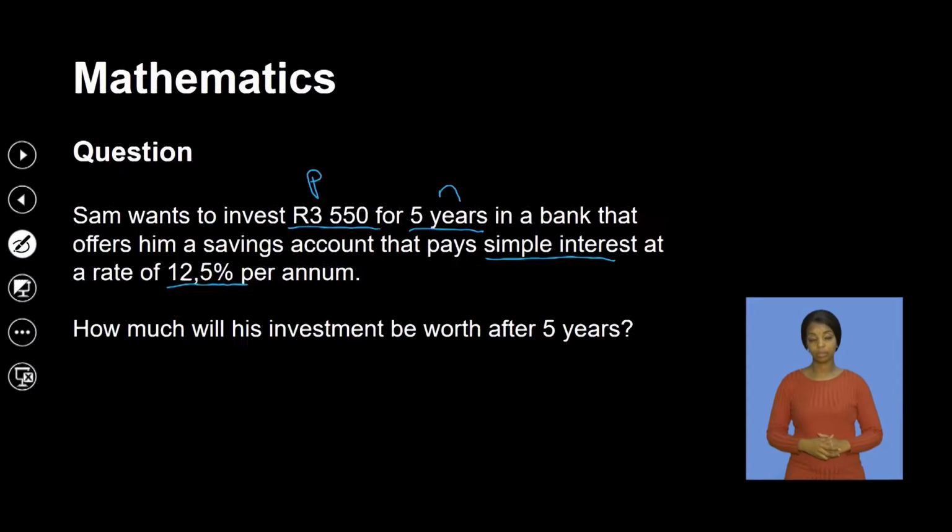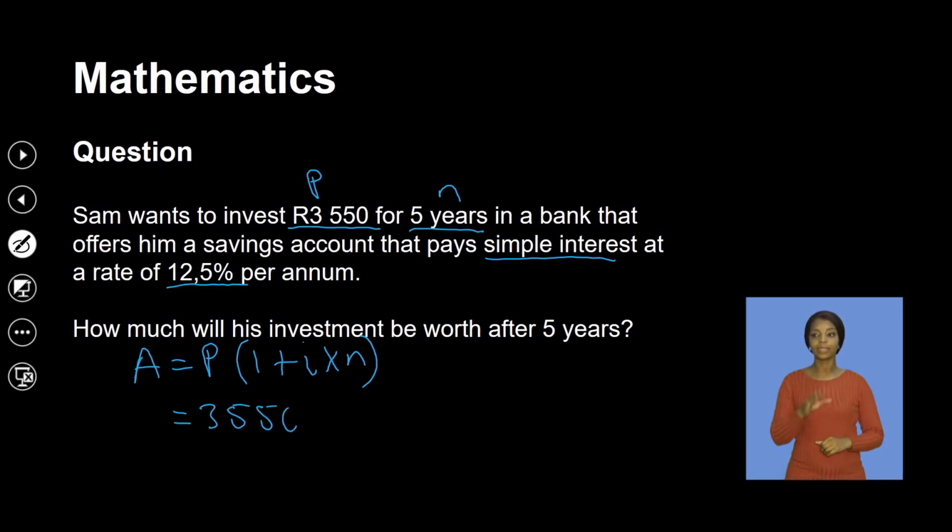So what this means is, I will say A is equal to P(1 plus i multiplied by n). Remember, i is the interest, which is the 12,5. n will be the 5 years. P will be the 3,550. So this is 3,550 into (1 plus my i, which will be 0,125, multiplied by 5, which is for 5 years).